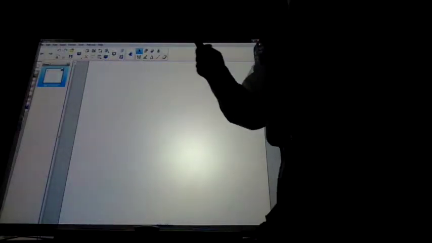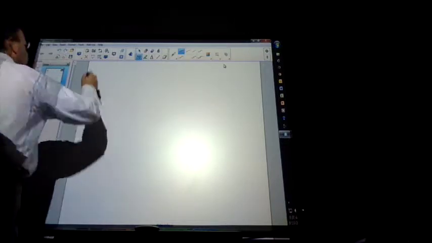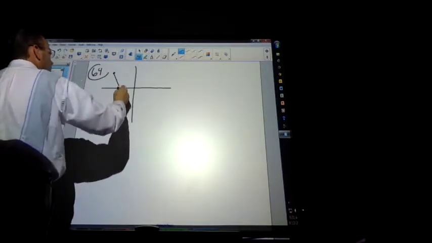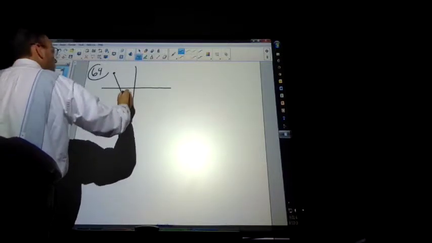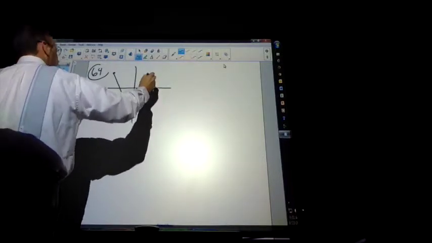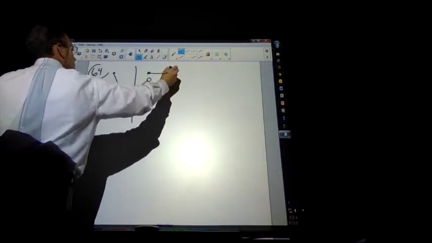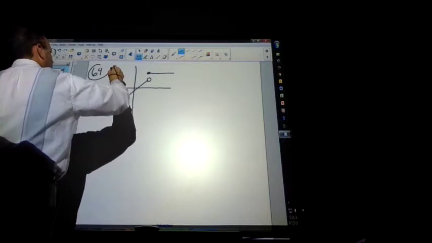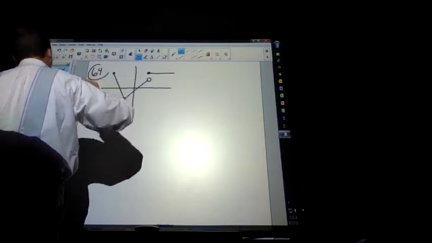Did we? Oh, you want to see 64? Yep. All right, number 64. Problem number 64. So we have a dot there, we have a dot there, open dot there, not a dot there. Okay.